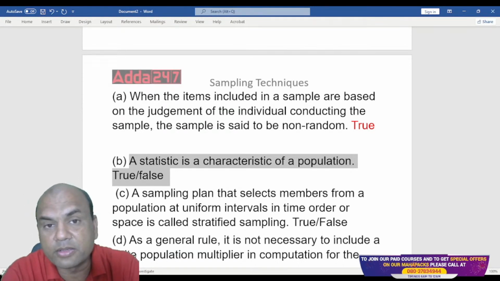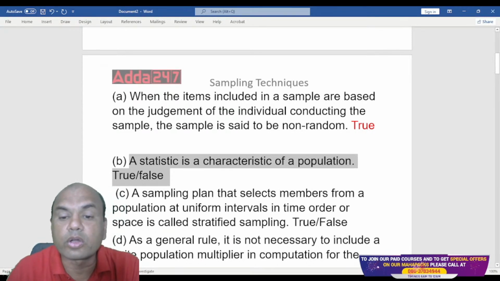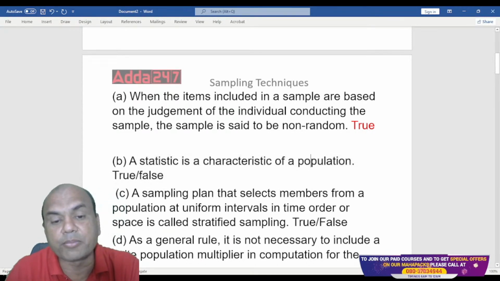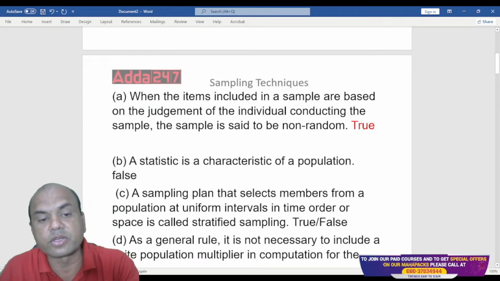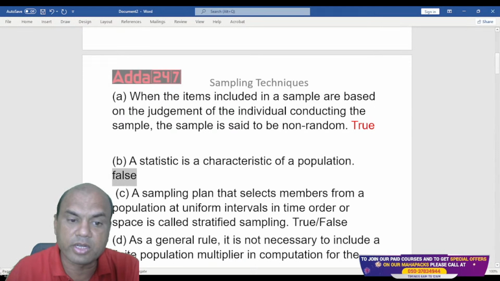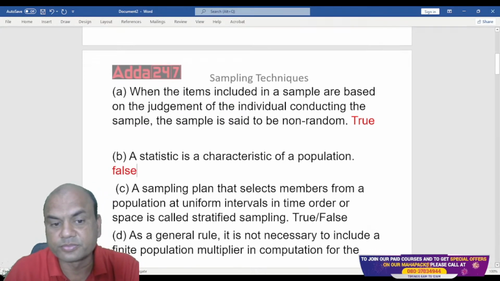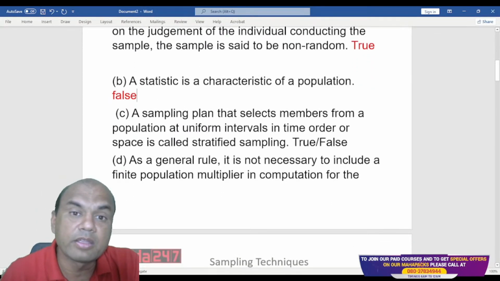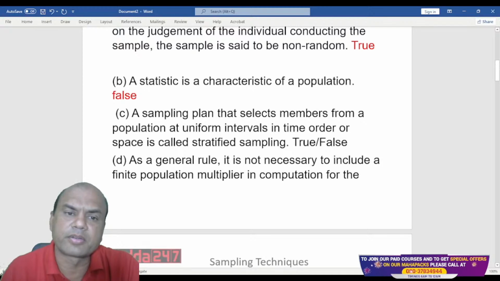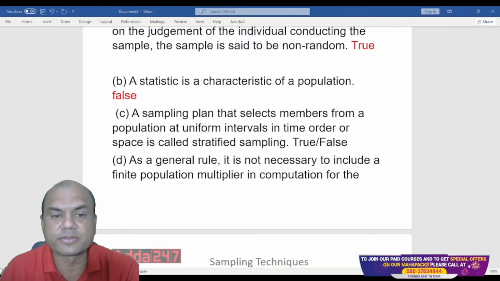So what does it mean? A statistic is a characteristic of not a population, but it's for the sample. So this answer is false. Okay, got it, everyone? Answer is false. Next one. See, such questions are asked to you in the exam and you need to be very clear in your mind about it.